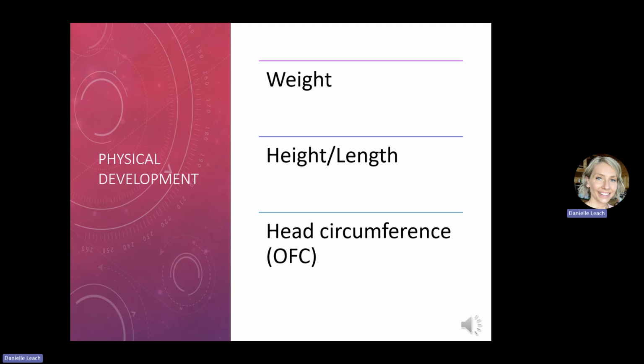When babies are born, their head and chest circumference are usually pretty close to the same number. The chest can sometimes be slightly smaller, like 1 to 2 centimeters less than the head.